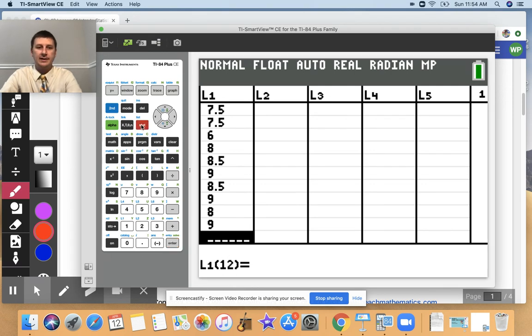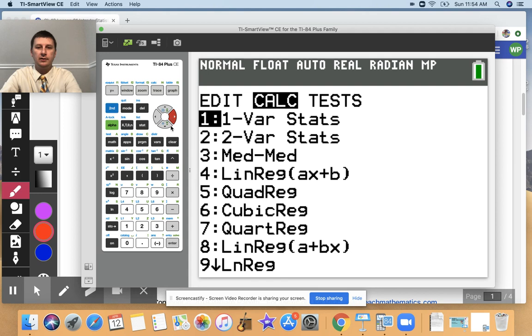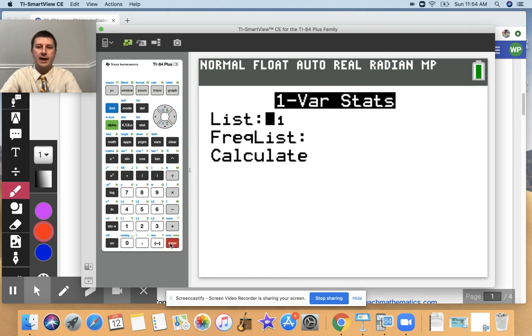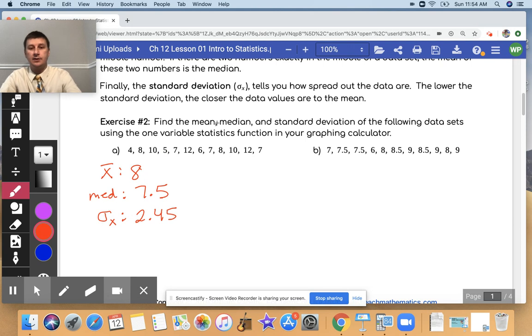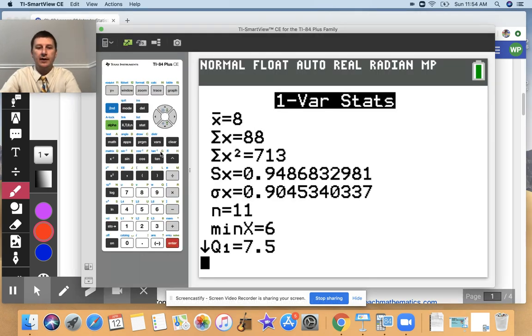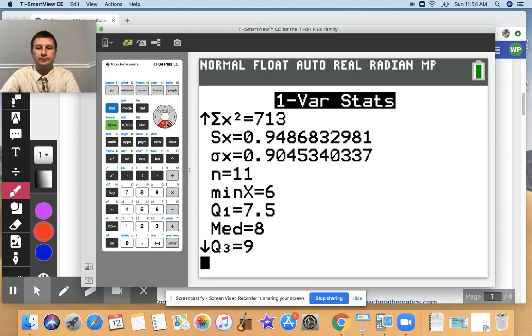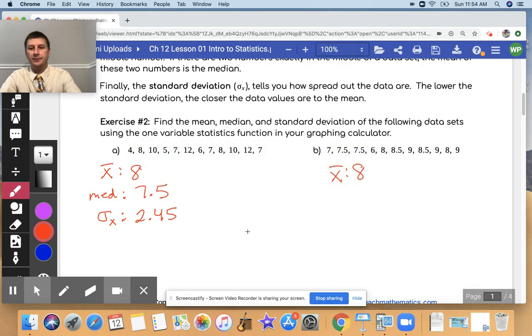So now I want to go back to stat, over to calc, and click enter for one-var stats. I'm going to go down to calculate and click enter. And here's my mean. My x bar is 8, so same mean as the first problem, but different numbers. That's okay. We're going to scroll down to get our median. Our median is 8 also. So we're going to write our median is 8.